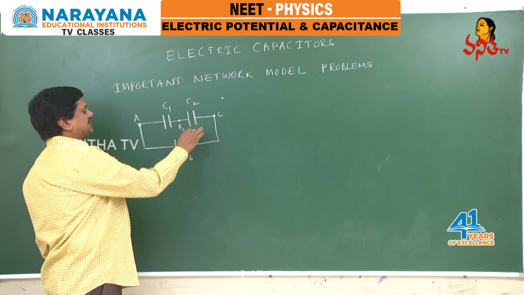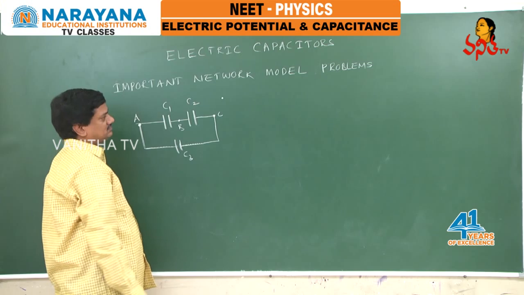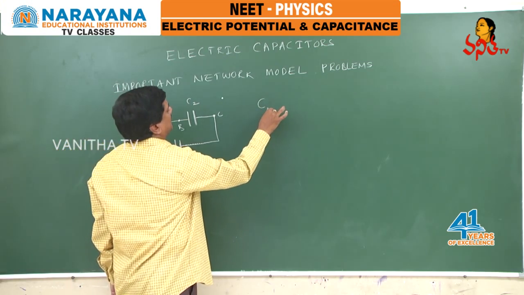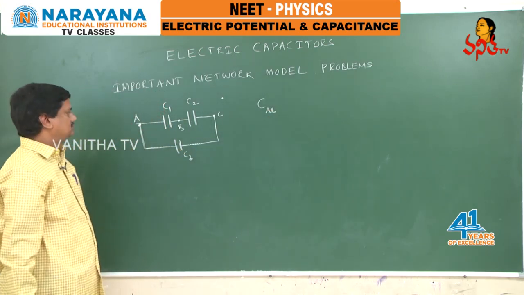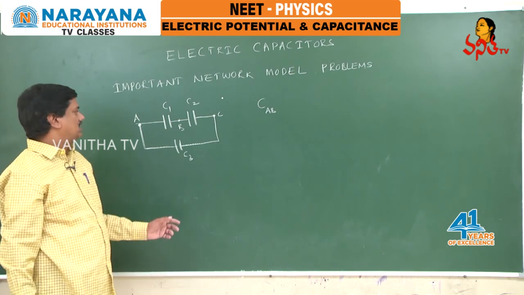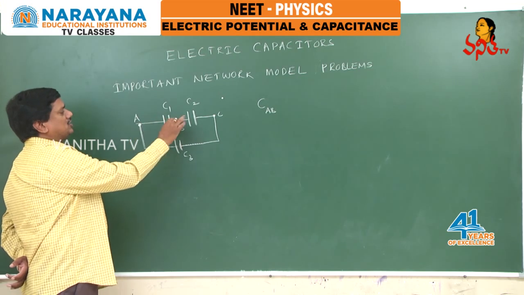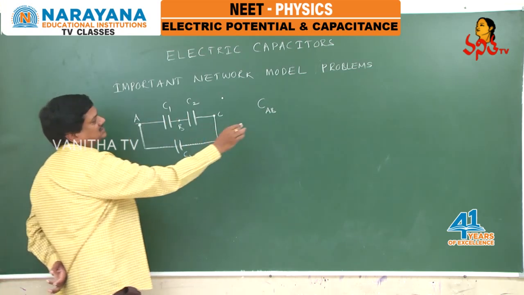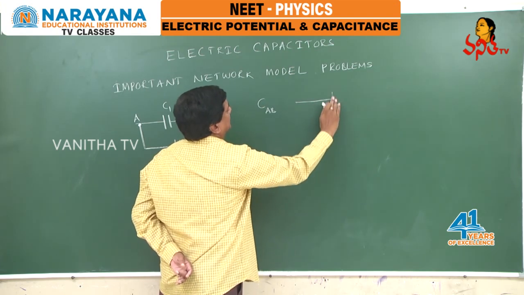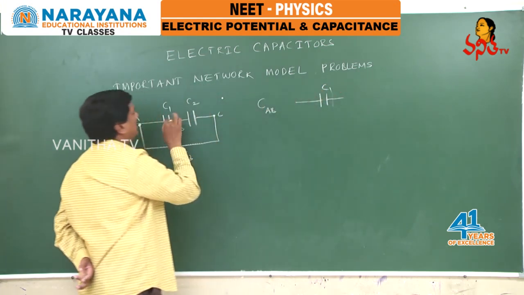How many capacitors are there? C1, C2, C3. 3 capacitors are there. First, I will try to calculate the effective capacitance between A and B, using one method which is called the node method. I am at A, I want to move to B. One method is simply I can draw like this. Directly I can go from A to B via which capacitor?